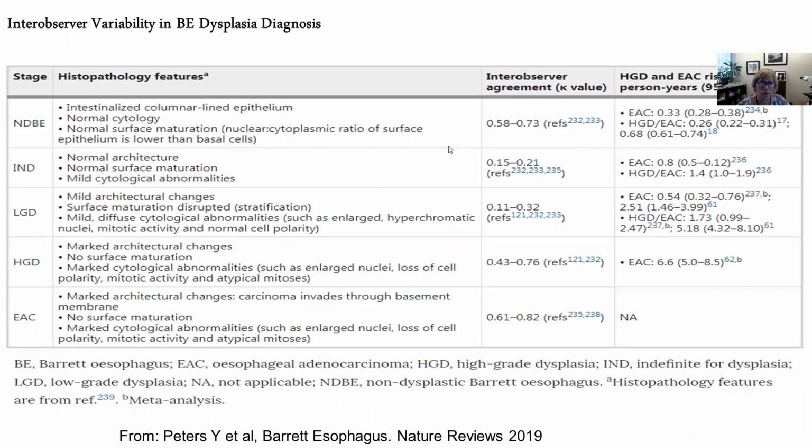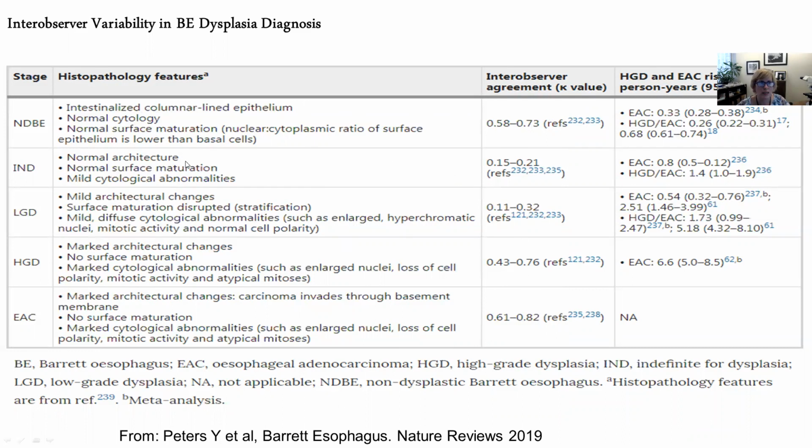So again, this correlates with the not surprising fact that if it's really normal, we agree reasonably well. And remember that kappa values of 1 mean perfect agreement, and when you get down to 0, it's more or less agreement by chance. So the higher the number, the better the agreement is. So for normal, we're actually fairly good. For high grade and adenocarcinoma, we're in the fair to quite good range.